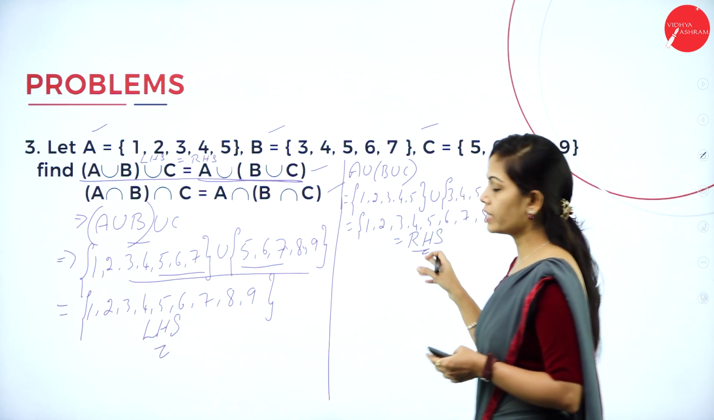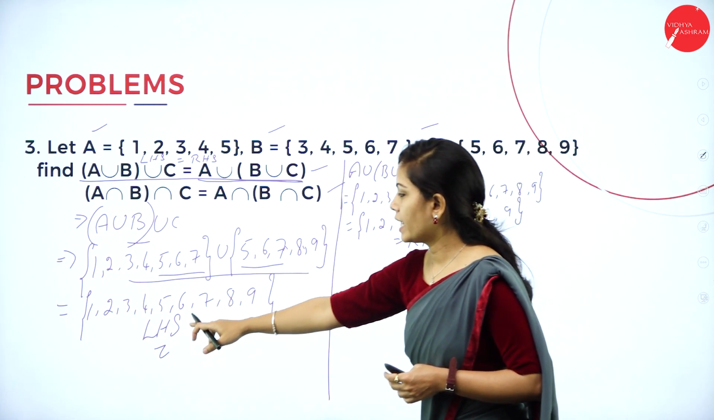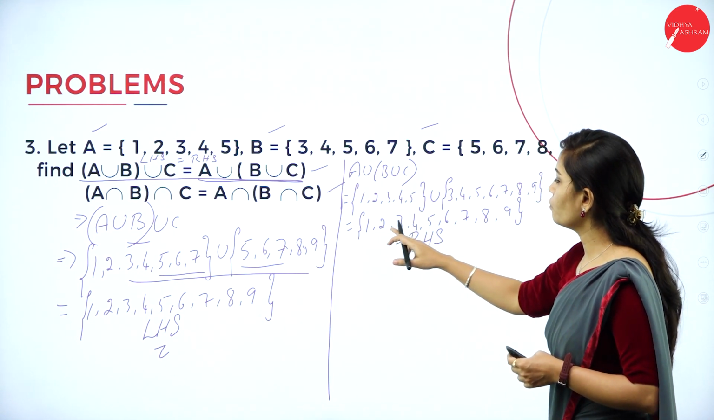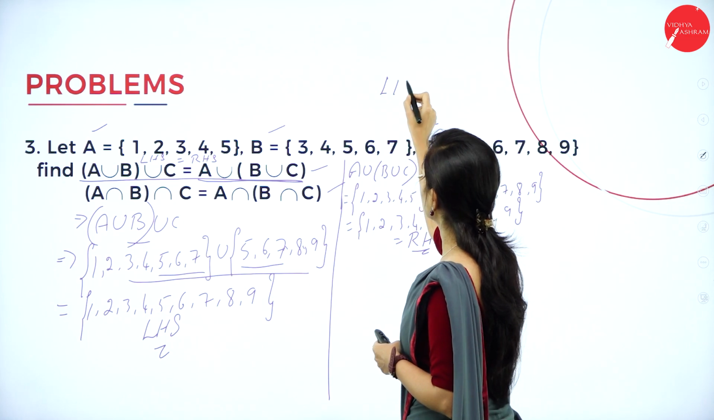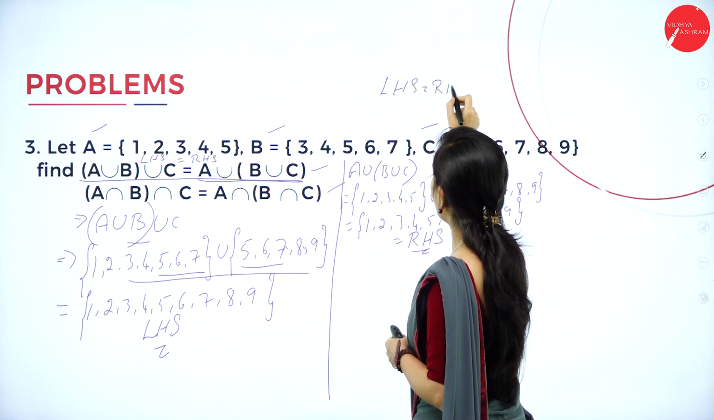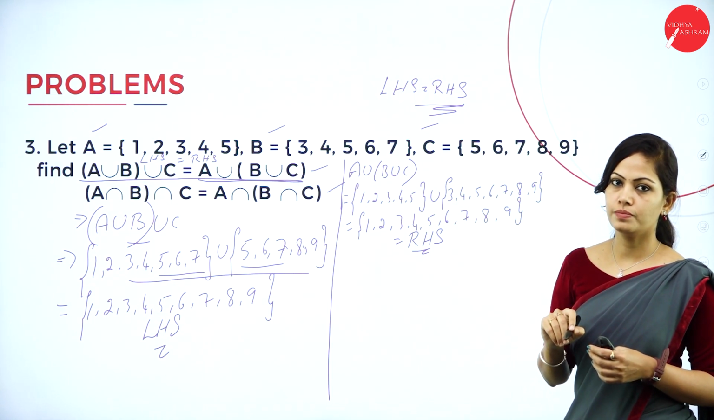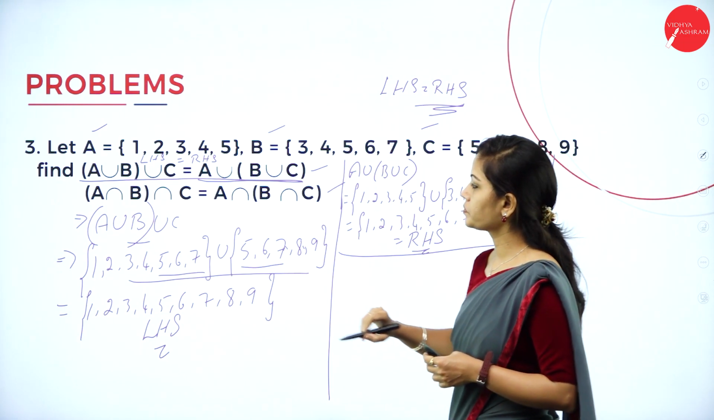Now cross check whether the LHS value is equal to RHS or not. In LHS I have 1, 2, 3, 4, 5, 6, 7, 8, 9 and in RHS also 1, 2, 3, 4, 5, 6, 7, 8, 9. Hence it is proved. LHS is equal to RHS in the first theorem. Hence it is proved.